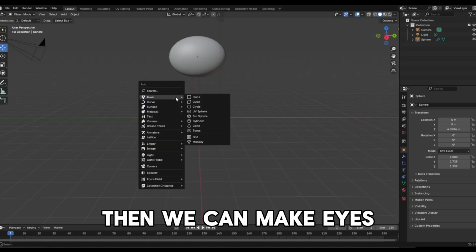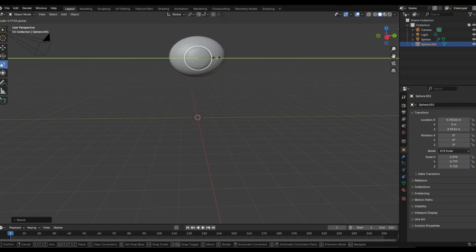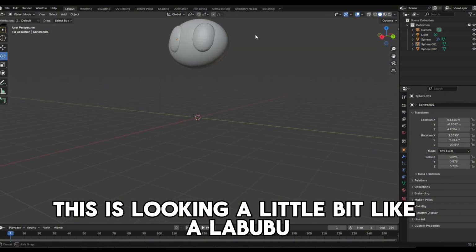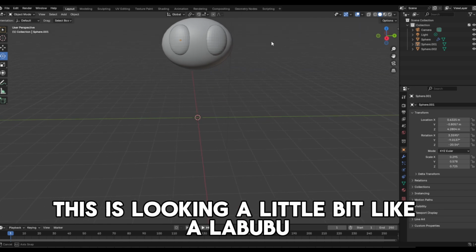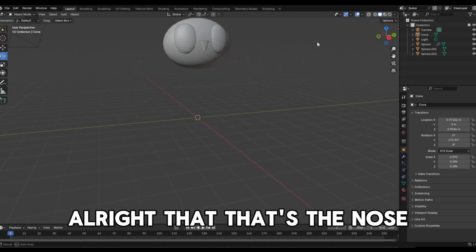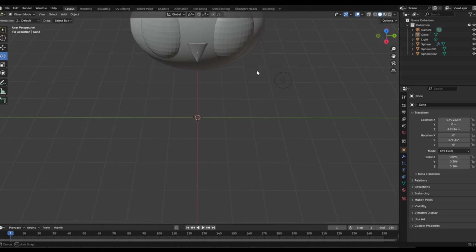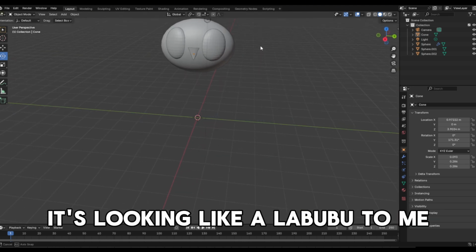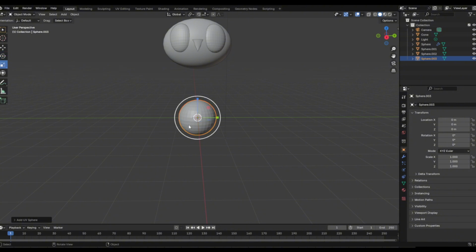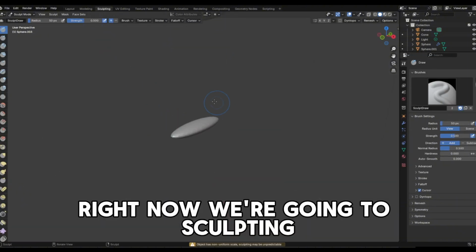Yes. Then we can make eyes. Alright, this is looking a little bit like a Labubu. So we're gonna make the nose. Right, that's the nose. It's looking like a Labubu to me. I don't know how to make the mouth. Maybe this. Right now we're going to sculpting.